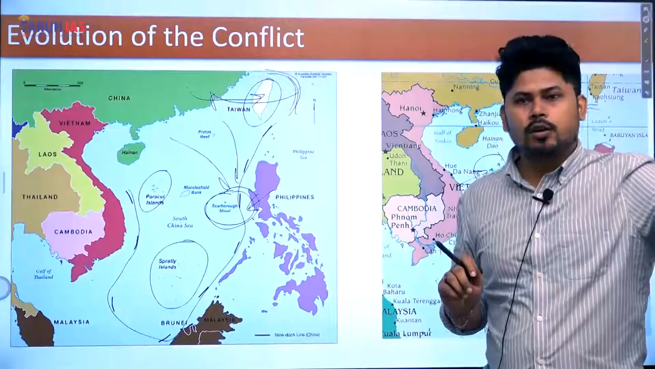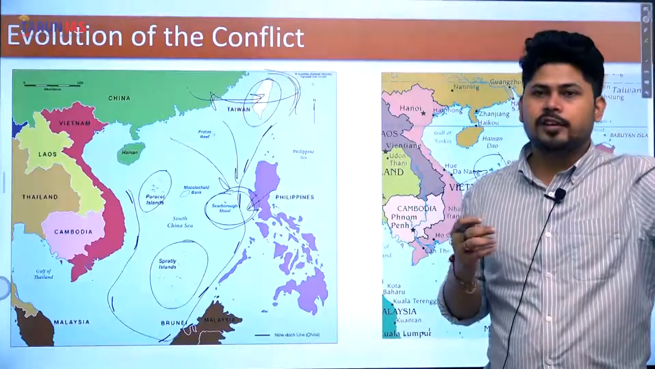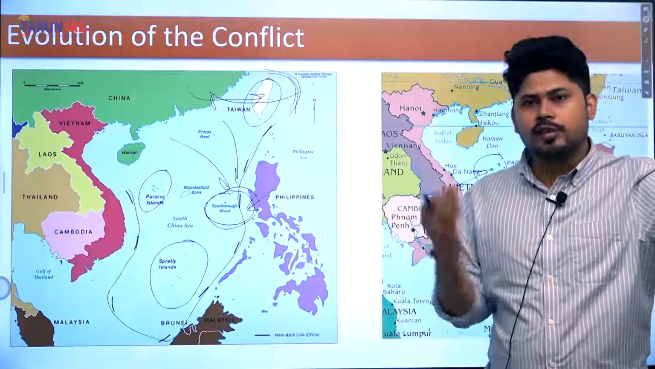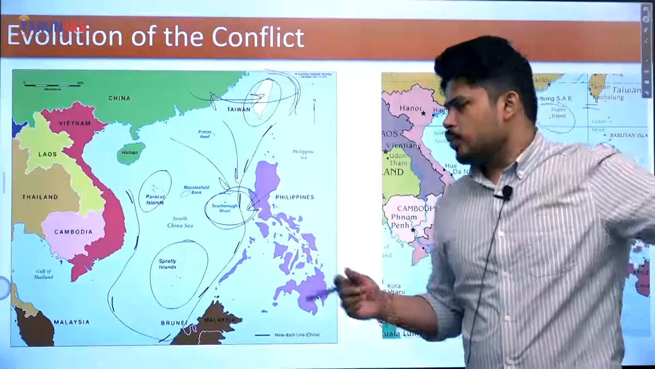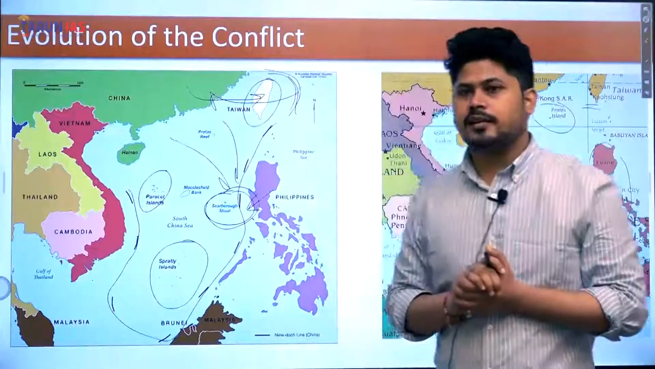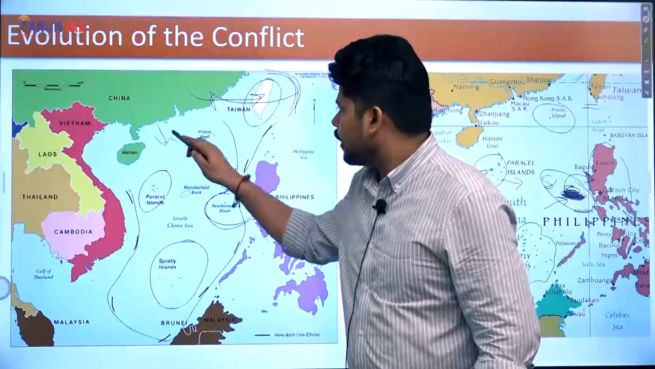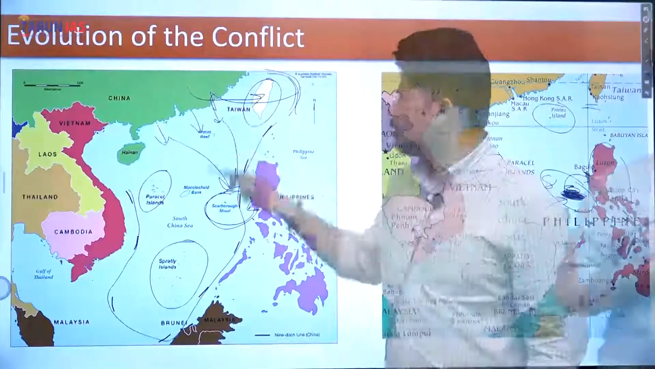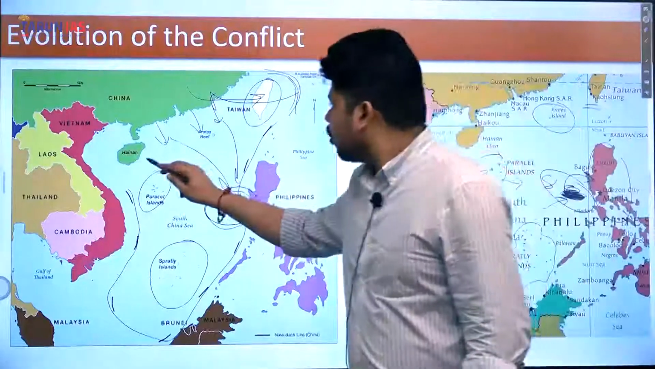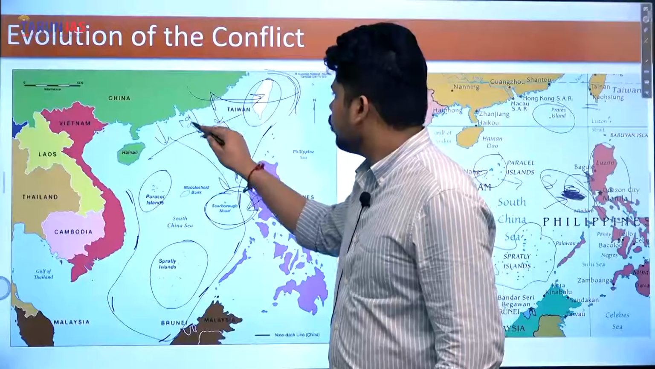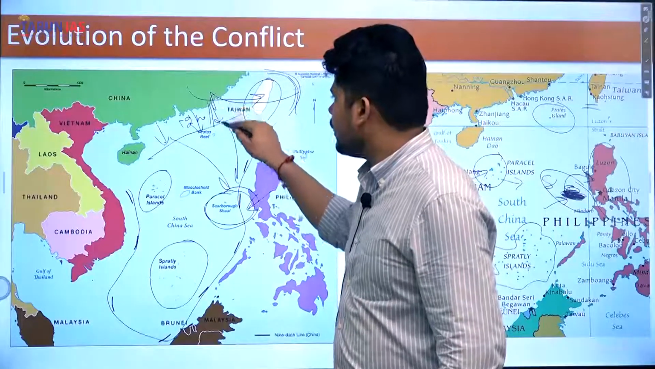Now what does the UN clause say? United Nations Convention on the Law of the Seas, which China is also a part of, says that you cannot extend your territorial sea beyond 12 nautical miles. OK, 12 nautical miles territorial sea exists.